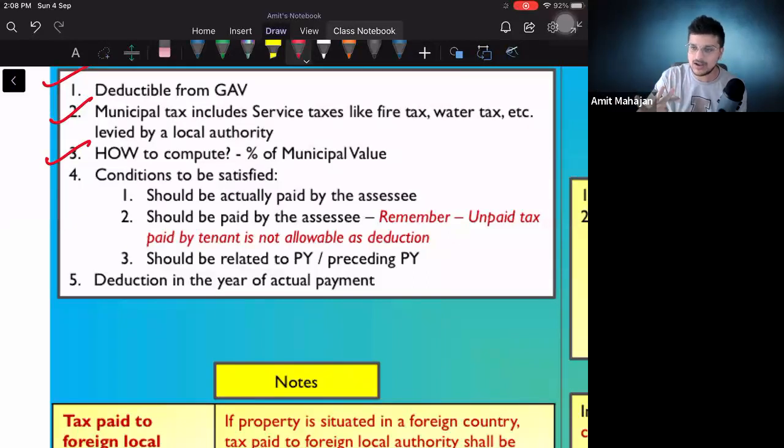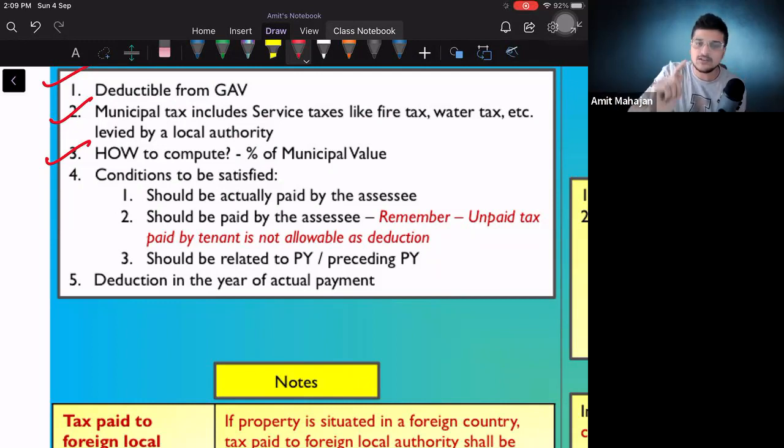Understood? Got it? Sometimes it happens that, for municipal taxes, for example, the assessee has not paid, the tenant has paid the municipal taxes. Payment has been made, but who paid? The tenant paid. So why will I get the deduction? That's why I understand the logic. I am reducing my cost, right? So if I have not spent that amount, why will I get a deduction of that?